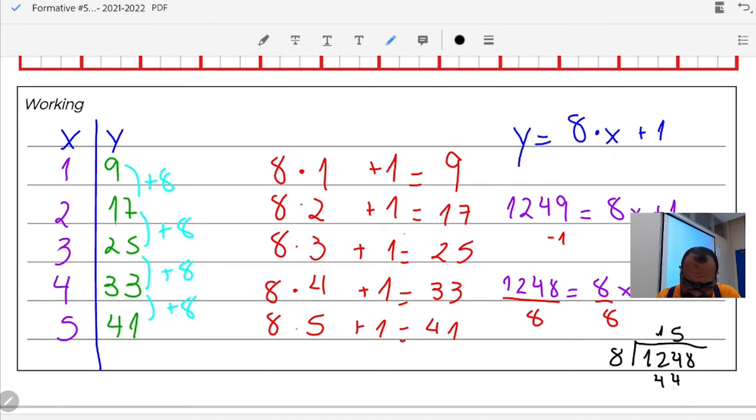44 minus 40, 4. Bring it down number 8. Which number times 8 is 48? 6. 6 times 8 is 48. Result here, 0. The position I talk about, I know the position, 156. The term is my x. Great. Oh, mister, not too hard. Yeah, it's not. Very easy, very simple.